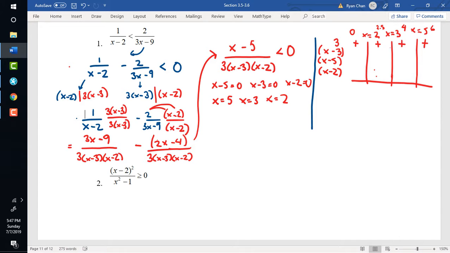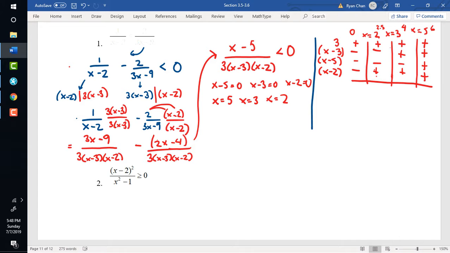Let's do x minus 3. So I'm going to do 0 minus 3. It's negative. 2.5 minus 3 is negative. 4 minus 3 is positive. And 6 minus 3 is positive. Okay? And then this one is going to be negative, negative, negative, and positive. And this one's going to be negative, positive, positive, positive.